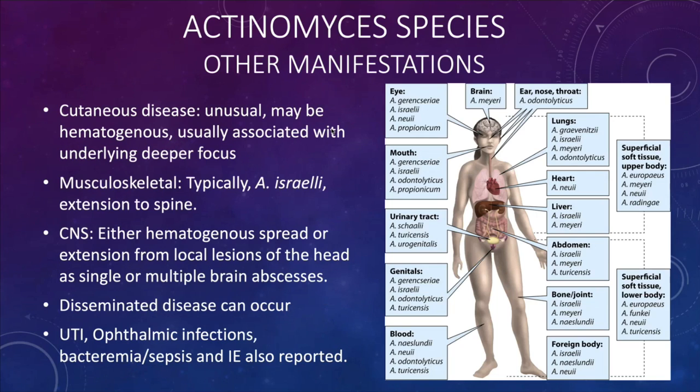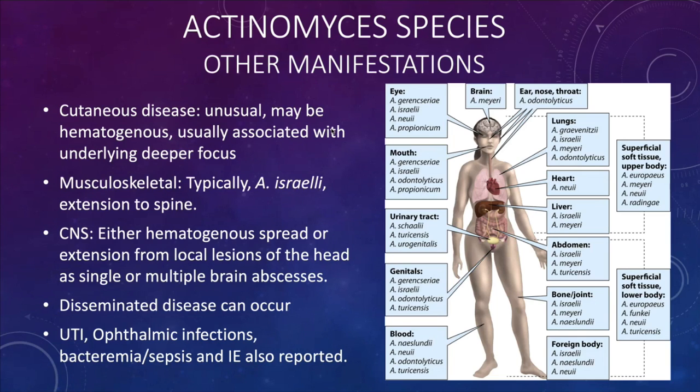Now, some other manifestations of actinomyces can occur. Again, we talked about cutaneous disease, but it's not always cutaneous disease of the jaw area. Think about chronic draining abscesses or fistulous tracts in other areas, such as the abdomen. You can have extension from an intra-abdominal focus, for example, or a pulmonary focus to the spine. CNS disease can also occur, usually as extension of local lesions of the head and neck area. And it can present as single or multiple brain abscesses, for example. So nocardia is not the only one of these types of syndromes that can involve the CNS.